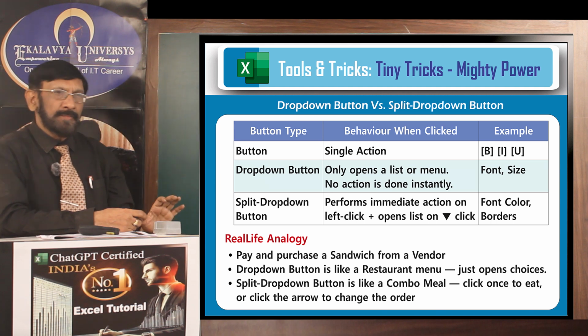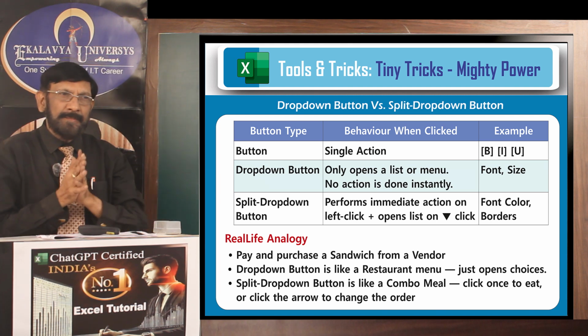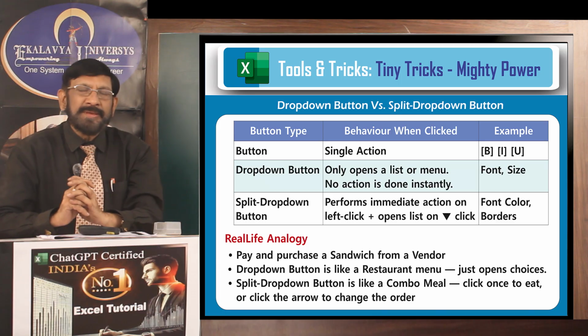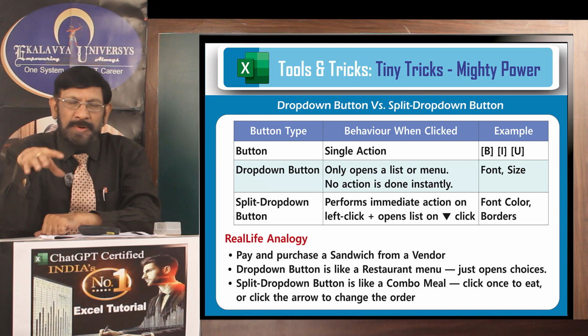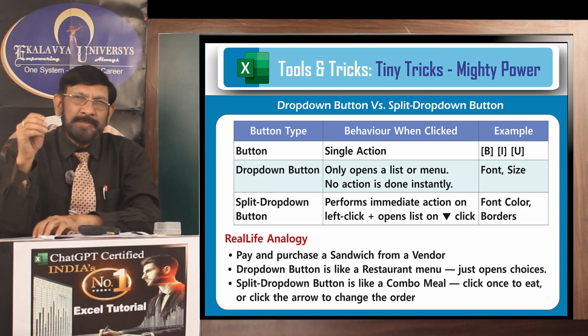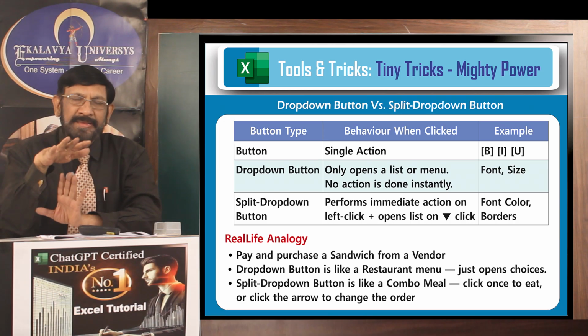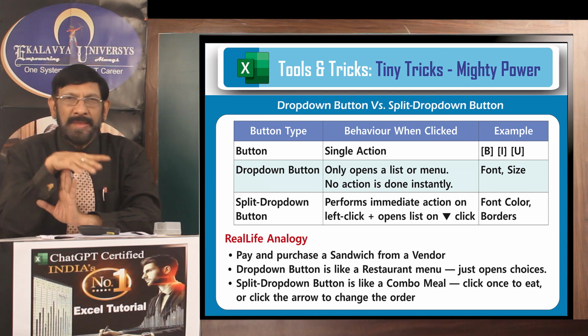Thereafter, split drop down button. Some people offer combo meal. Combo meal means initially they serve something, and thereafter you can choose your preferences. According to your preferences, they serve. That is called split drop down button.